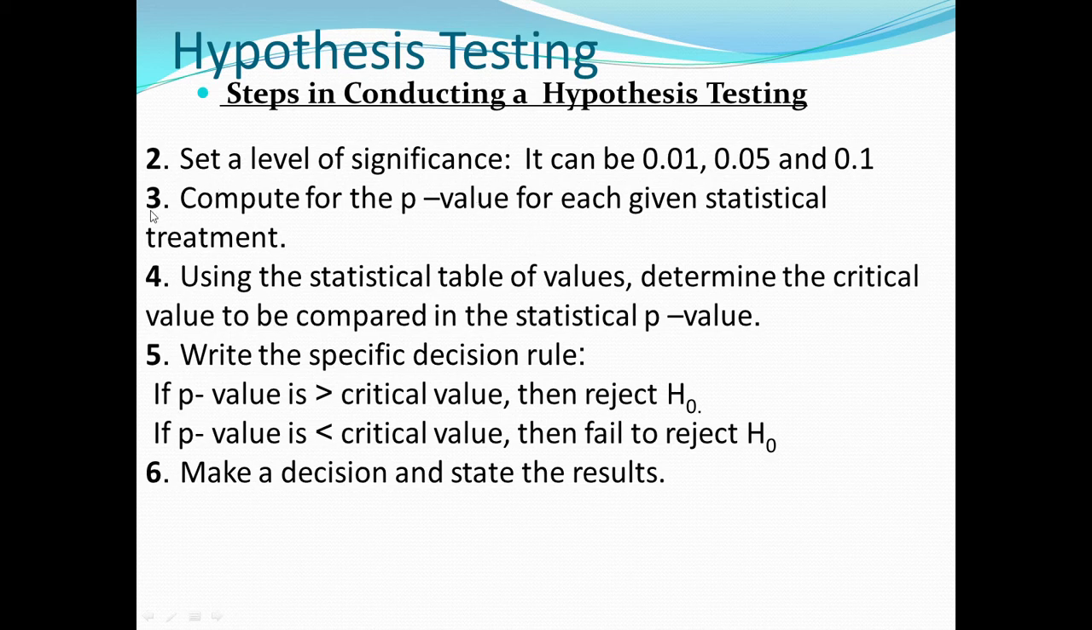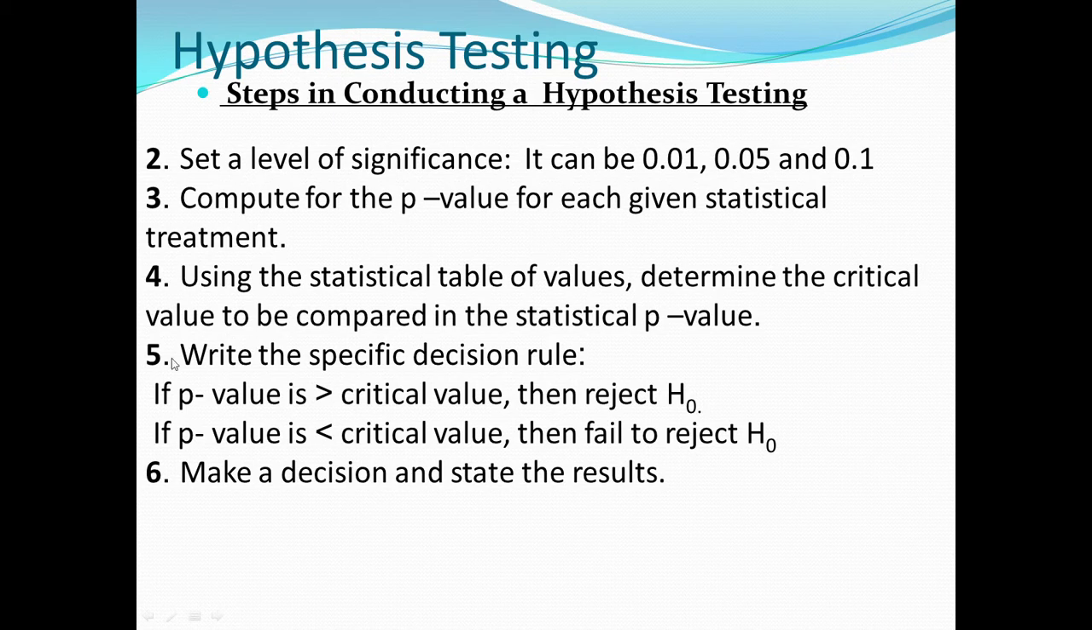Then after the third step, we have the fourth one. Using the statistical table of values, determine the critical value to be compared to the statistical p-value. So, meron tayong statistical table of values kasi since we are talking about two statistical techniques, di ba? Those are the Pearson R and chi-square. Sa Pearson R, meron tayong specific na table para sa Pearson R lang. Sa chi-square, may isang table lang din para sa chi-square.